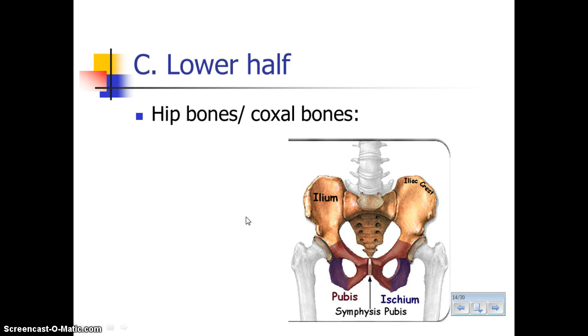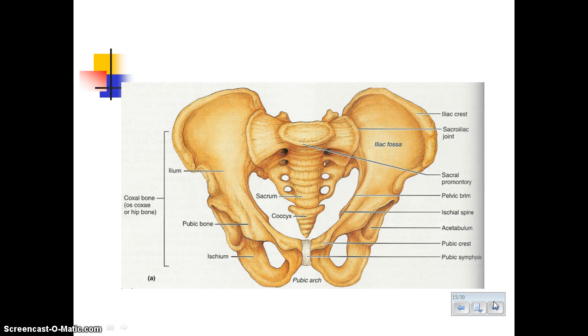And then in the middle is the pubic symphysis, which is cartilage that's going to hold those two bones together. This is just a different picture to show you the same things. So you can see the ilium on the top, the ischium coming down here, the pubic part of the bone over here, and then the symphysis again in the middle.